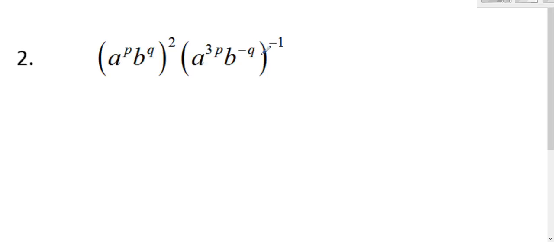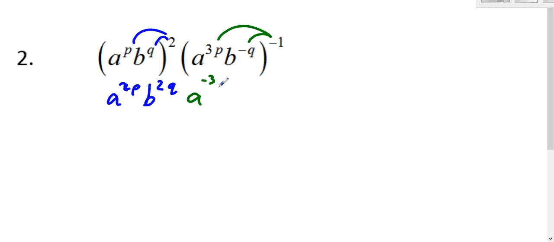Now, since we have powers to a power, you distribute the exponents and you're multiplying. So it's a to the 2p and b to the 2q. And we'll do the same idea here. So that's a to the negative 3p, b to the negative times negative makes positive 1q.